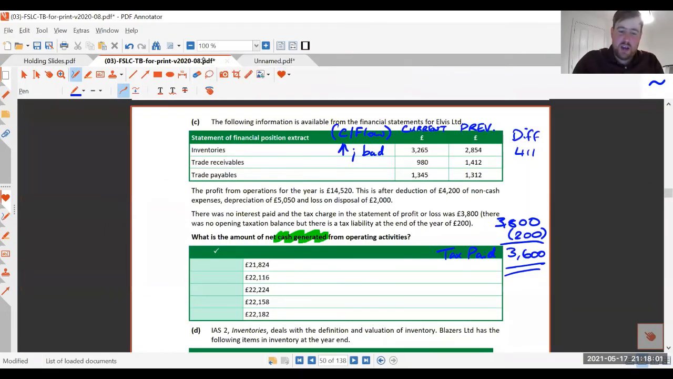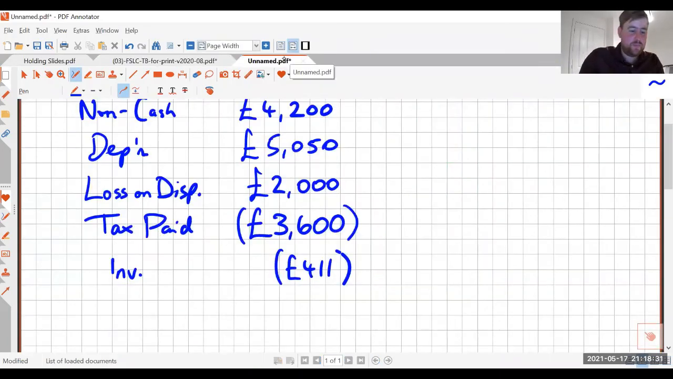Similar lines, trade receivables, our difference is 432. This has gone down. So is that good or bad for cash flow? Yeah, nice one. We're not waiting on customers paying us as much money as we were before. So less of that money is tied up in those customer balances. So that's good. Nice.